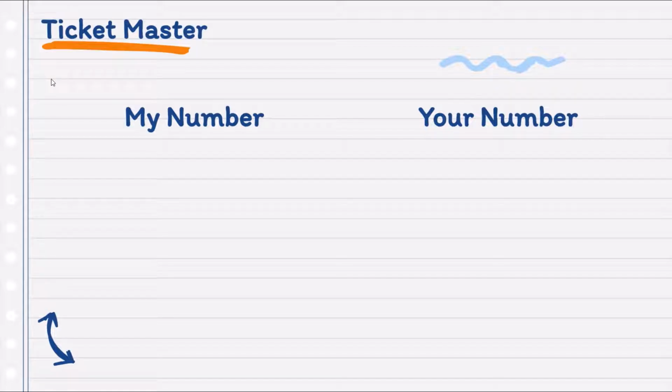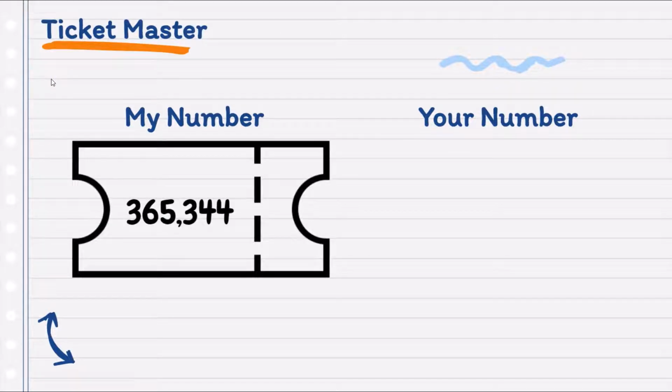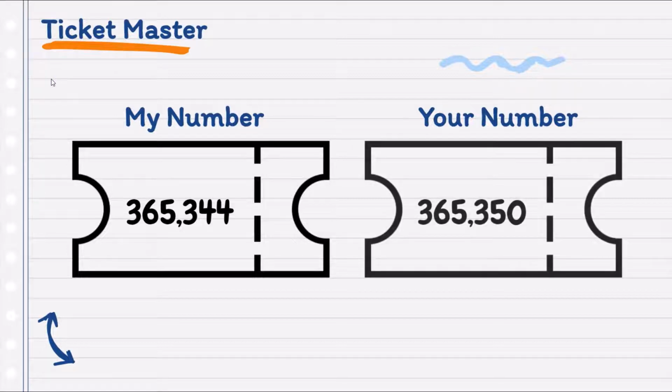We're each going to be given a ticket with a number on it. So today, the number that I'm given in our first example to practice here in this lesson today, my number is 365,344. And the number you have is 365,350. And we have to come up with a comparison statement.